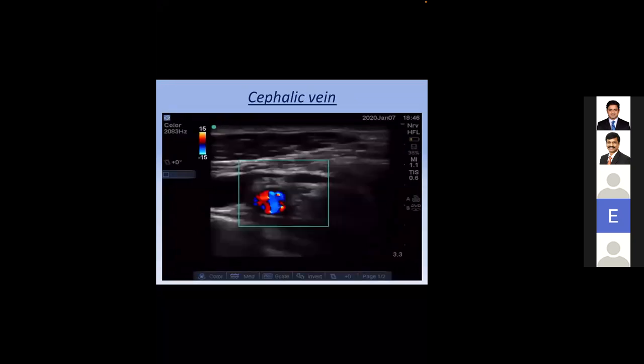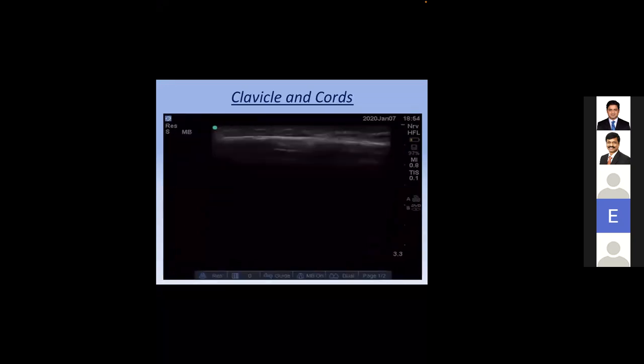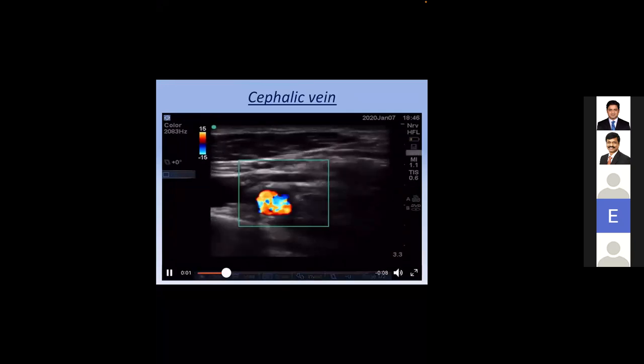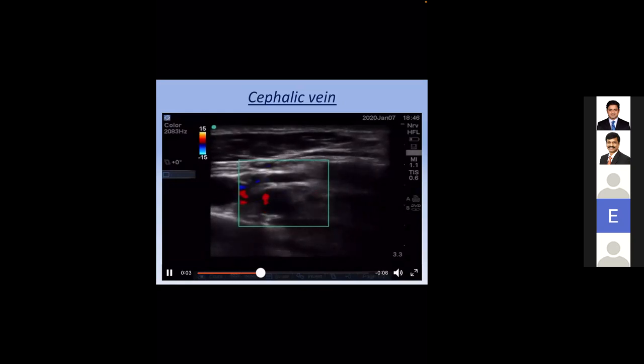First, place your probe over the clavicle. You get a hyperechoic line and a shadow beneath that. Next, you see the cords. When you slide the probe slightly infralaterally, you see this view of the cephalic vein draining into the axillary vein.